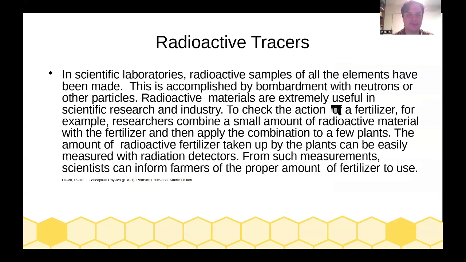To check the action of a fertilizer, for example, researchers combine a small amount of radioactive material with the fertilizer and then apply the combination to a few plants. The amount of radioactive fertilizer taken up by the plants can be easily measured with radiation detectors. From such measurements, scientists can inform farmers of the proper amount of fertilizer to use.